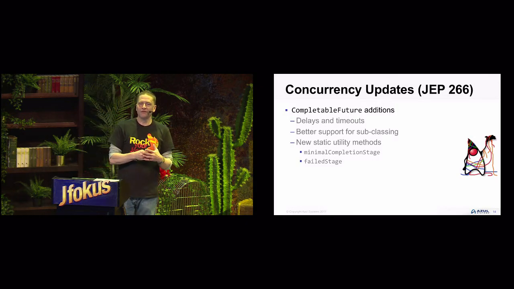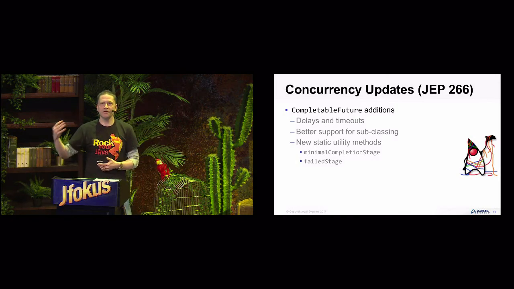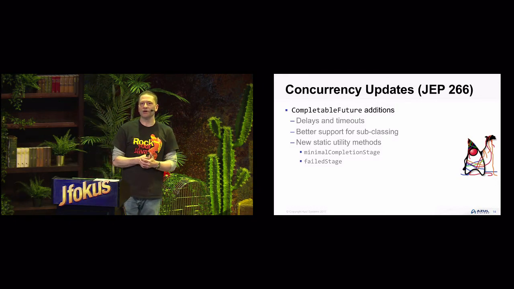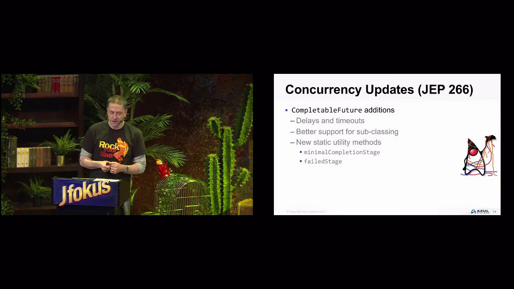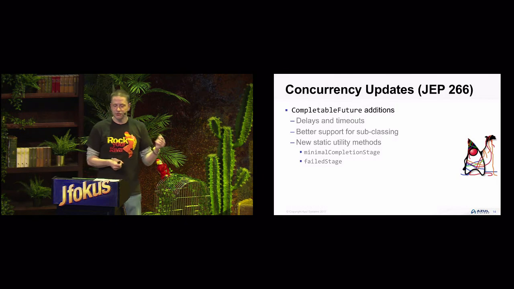Certainly in the area of things like delays and timeouts, so that you can specify what you want in that respect. If you don't want to continually wait for a result, then you can do that. There's also better support for subclassing, because people often find that they want to subclass completable future for specific things. And then there are a new set of static utility methods.